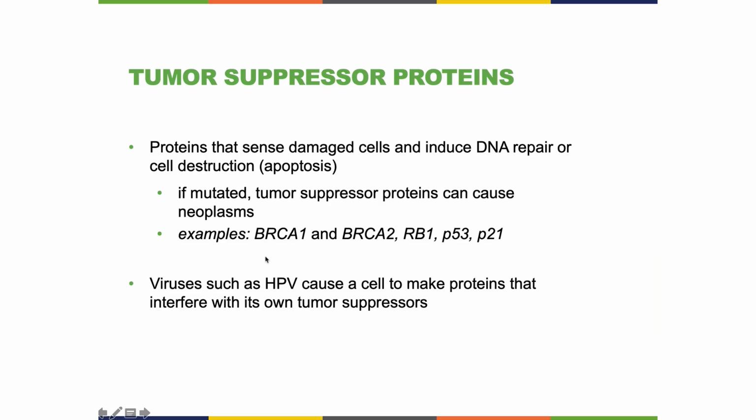There's a connection between viruses and cancer. We know the human papillomavirus can cause a cell to make proteins that interfere with its tumor suppressor proteins. So it's not able to take out a cell that's replicating out of control.